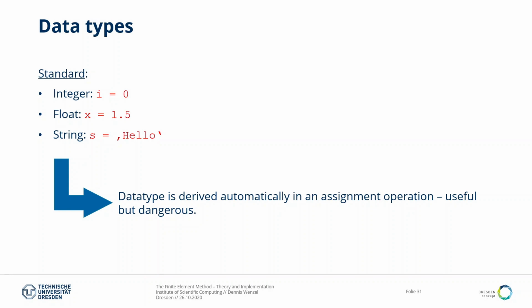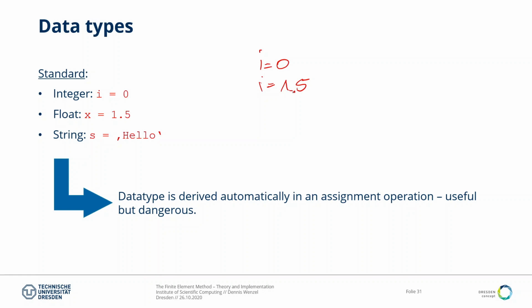So if in one line I would have I equal 0, and then in the next line I would write I equal 1.5. So let's do this. I write I equal 0, and then in the next line I write I equal 1.5.